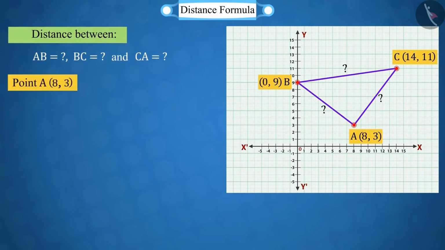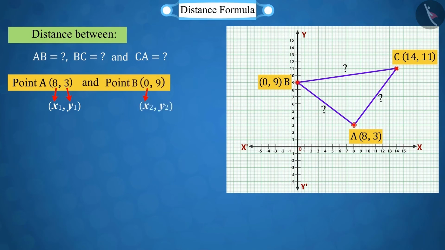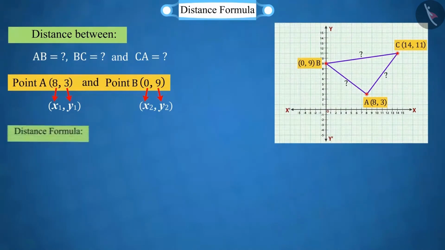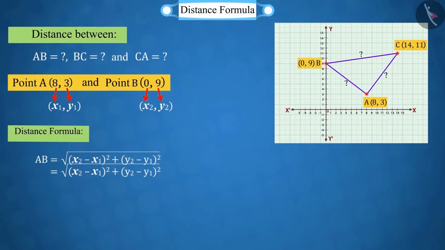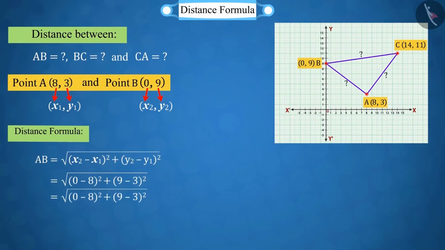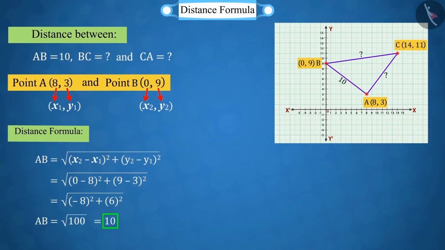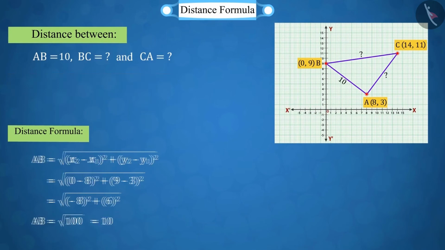Suppose the coordinates of point A are x1 equal to 8 and y1 equal to 3. And the coordinates of point B are x2 equal to 0 and y2 equal to 9. According to the distance formula, we get the value of AB as 10.